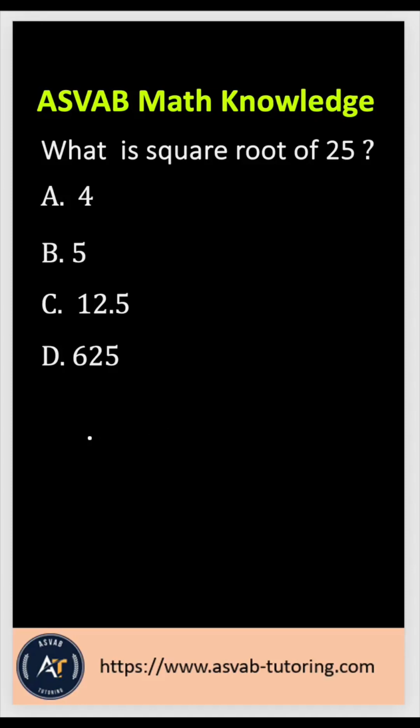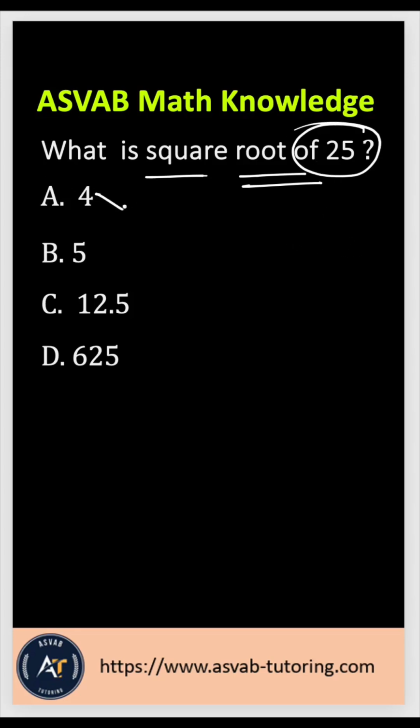Here is another easiest and simplest question you might see on the ASVAB test. The question says, what is the square root of 25? So you need to read the question carefully. Square root. That means you need to find a number, multiply by itself, becomes 25. So what is that number?